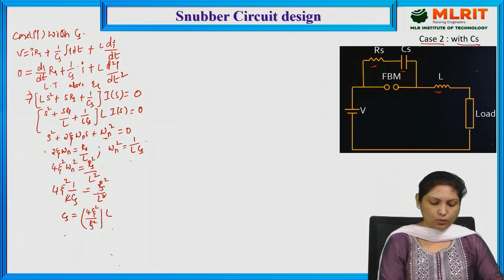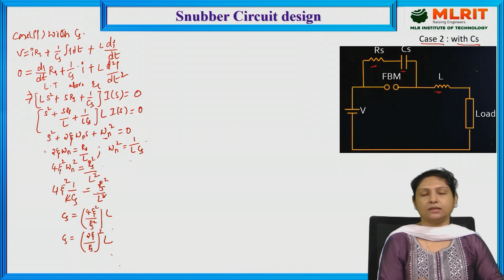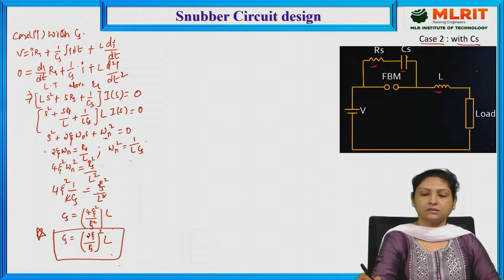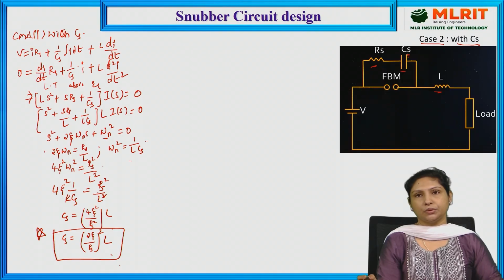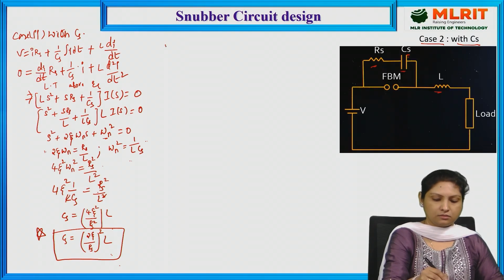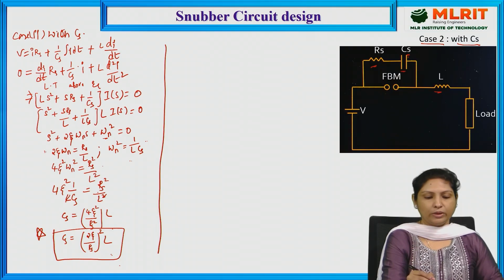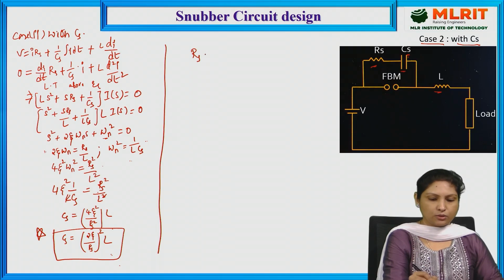Rewriting the above equation, I get Cs is equal to (2 zeta by Rs) whole square into L. And this is the required formula. This is the value of the capacitance which is to be connected in the circuit. And then we can also obtain the value of the resistance from this equation. We get Rs is equal to 2 zeta into under root of L by Cs.